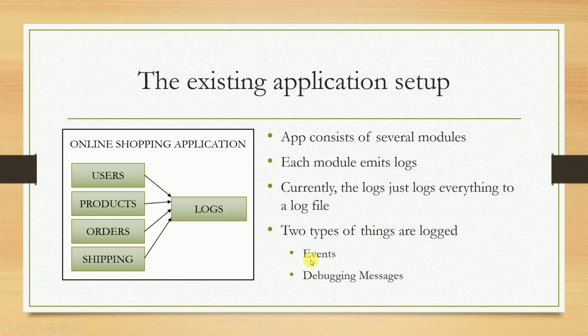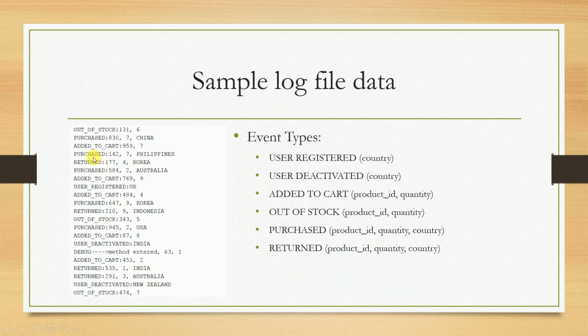There are two types of things that are logged: the events and debugging messages. Let's take a look at a sample log file. As we can see, there are all these events, and once in a while you would see debugging messages like these, wherein a developer would type in some messages for debugging purposes. This is typical in a log file when you're working on an actual project.